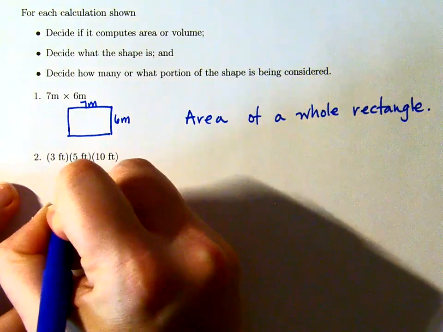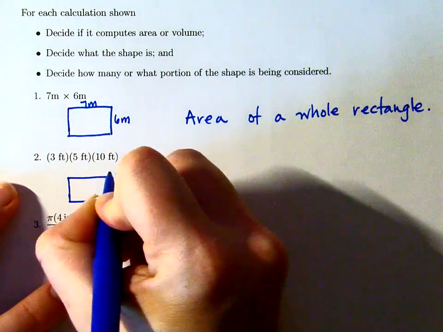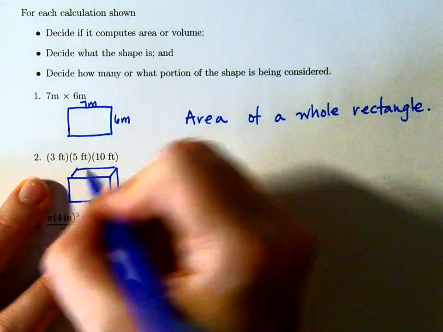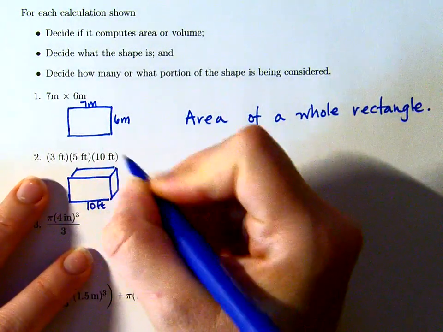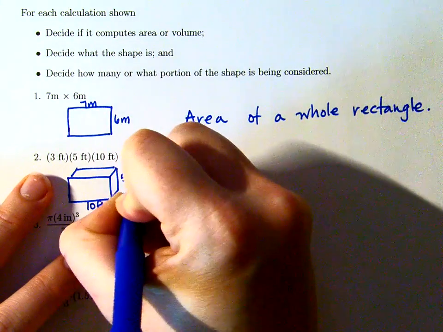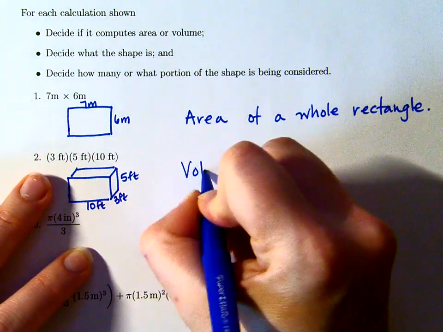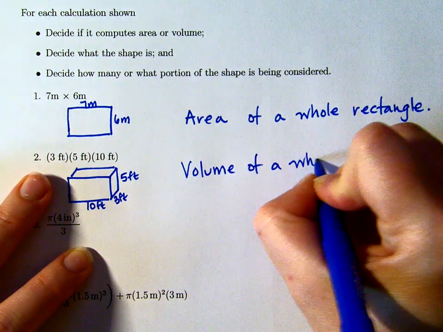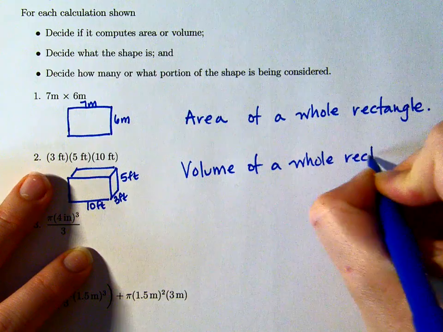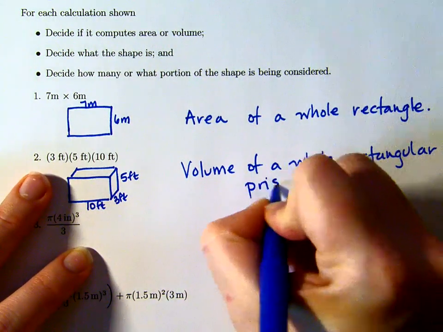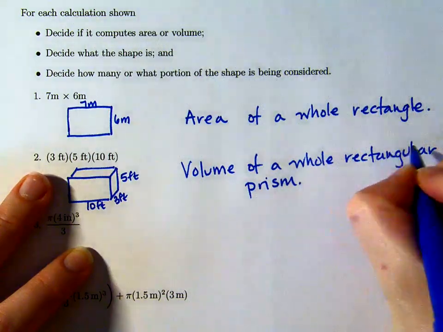Okay, so here is my image. And I don't know, this looks like it would be 10 feet. This looks like it would be 3 feet. This looks like it would be 5 feet. Volume of a whole rectangular prism, shoebox.